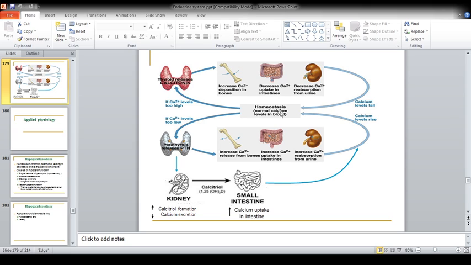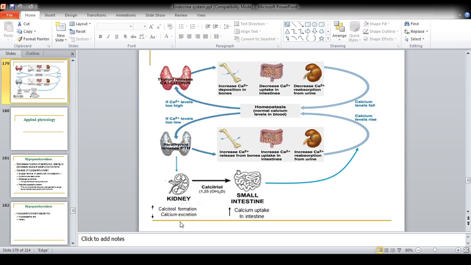Now what happens if the calcium level gets too low? It would have an effect on the parathyroid gland, where parathyroid hormone would be secreted. This would cause increased resorption of the bone and release of calcium from the bone, increased calcium reabsorption from the kidneys as well as the intestines, which would result in increased calcium level. And this would harmonize the normal calcium level in the blood. So this is how the homeostasis of calcium works.